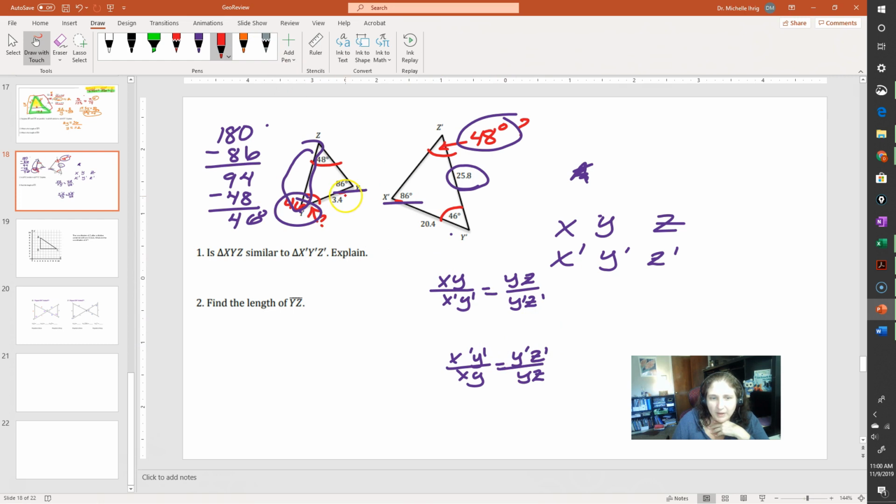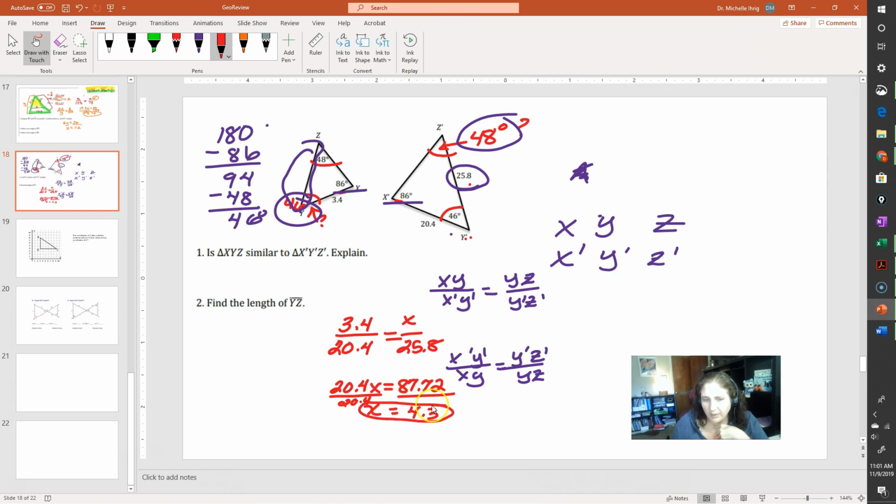So here, just plug it in. XY was 3.4. X prime Y prime was 20.4. We're trying to find YZ, and Y prime Z prime is 25.8. Hey Google, what's 25.8 times 3.4? The answer is 87.72. Hey Google, what's 87.72 divided by 20.4? The answer is 4.3. And there we go. Now we know the length is 4.3.